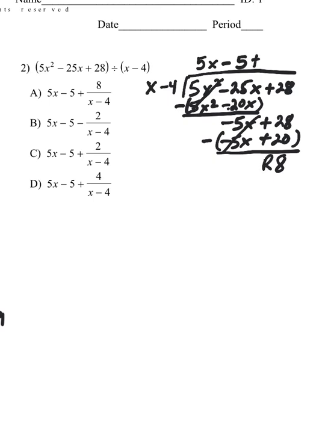So your remainder is added here to the answer. So you have 8 over x minus 4. So your answer is A.